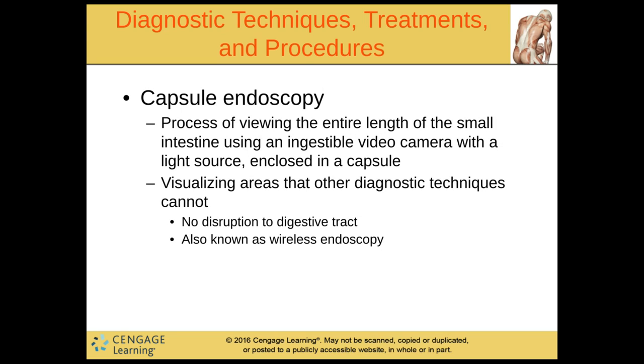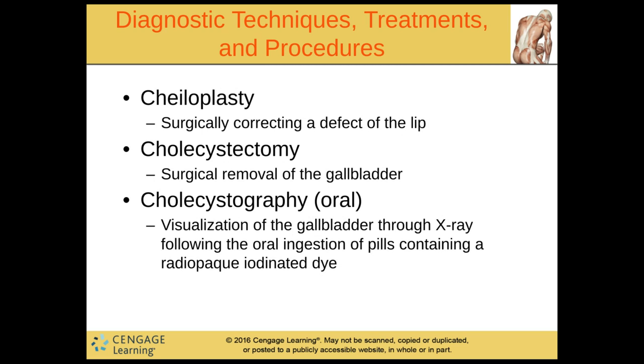And then we have a capsule endoscopy. So this is a process of viewing the entire length of the small intestine using an ingestible video camera with a light source, and it's enclosed in a little capsule. So it's just like a pill. And this helps in visualizing areas that other diagnostic techniques cannot. There's no disruption to the digestive tract, and it's also known as a wireless endoscopy.